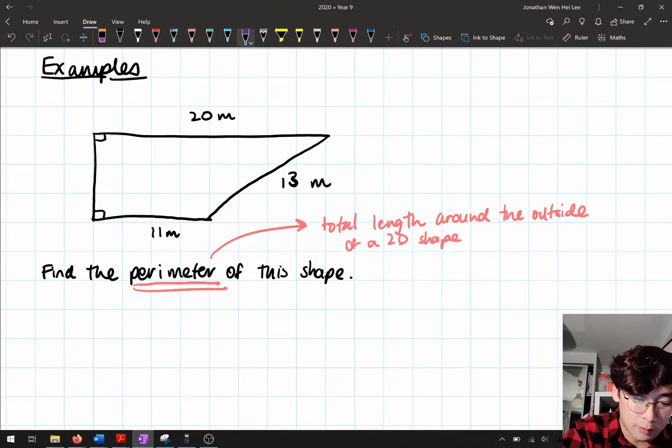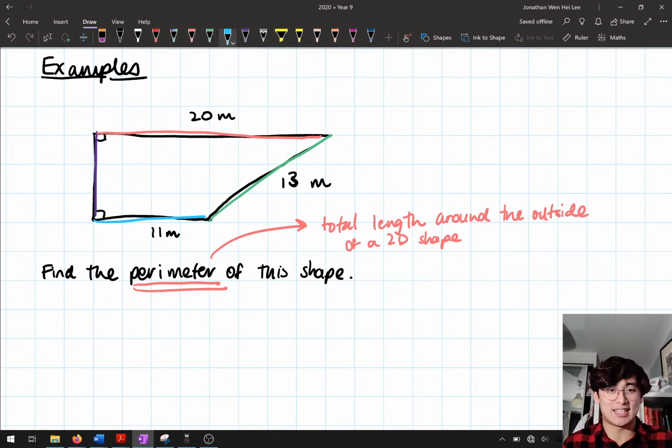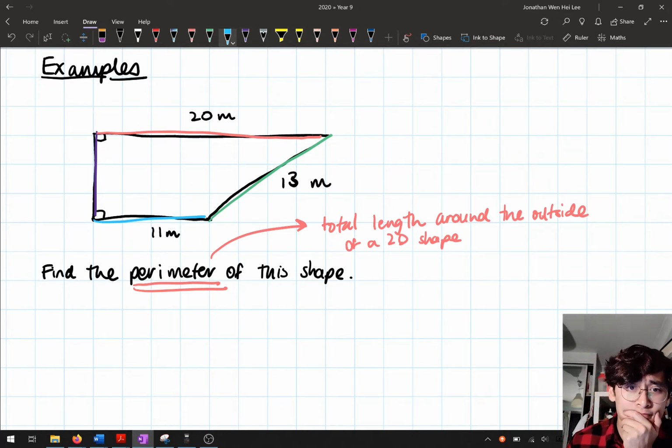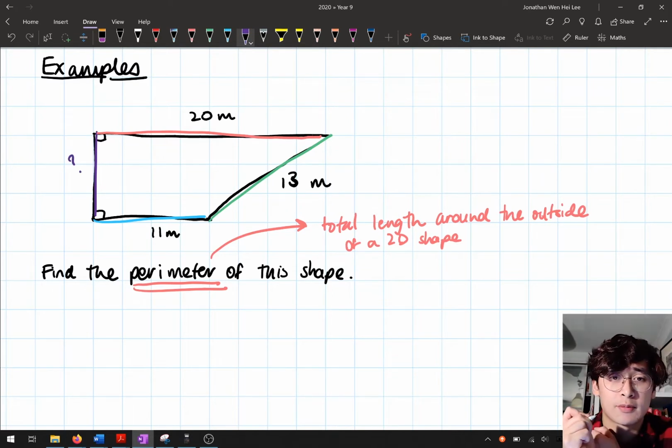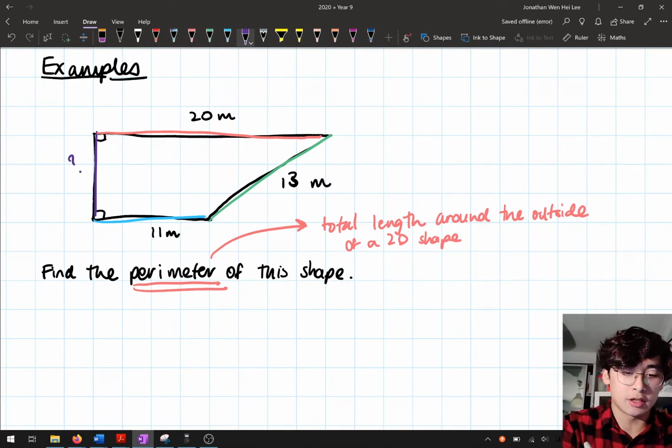So if I label it in the same colors that we did before, hopefully I remember what they were. 1, 2, 3, and 4. I want to find all these side lengths added together. Great, so if I want to find the perimeter, I need to find all these side lengths added up together. But I need to first find what this missing side length is. Now, at the start, I already told you how we can do this.